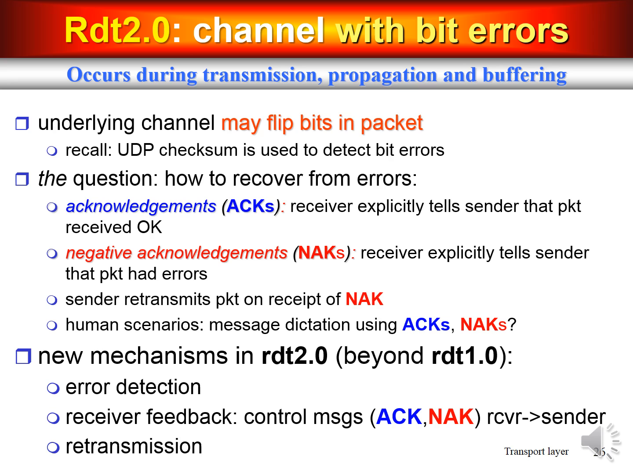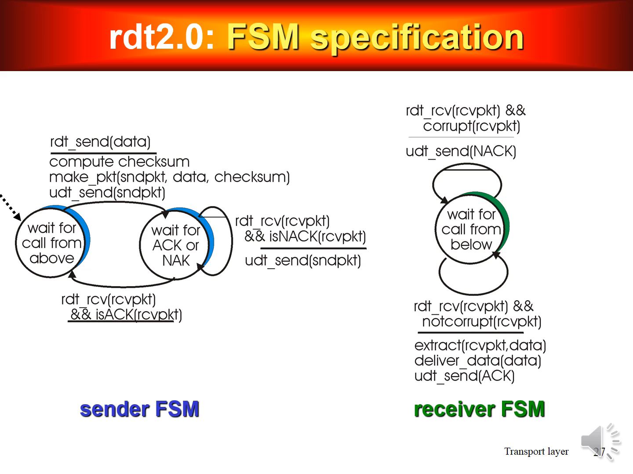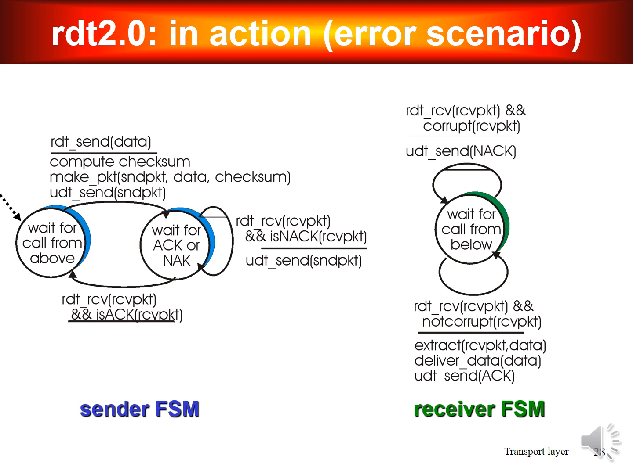The question is how to recover from errors. Acknowledgements and negative acknowledgements: the sender retransmits the packet on receipt of a negative acknowledgement. So the message dictation of the negative acknowledgement will be there. Acknowledgement is known as positive, and the other as negative acknowledgement. So they send data with checksum, wait for the acknowledgement, wait for call from above, wait for call from below.